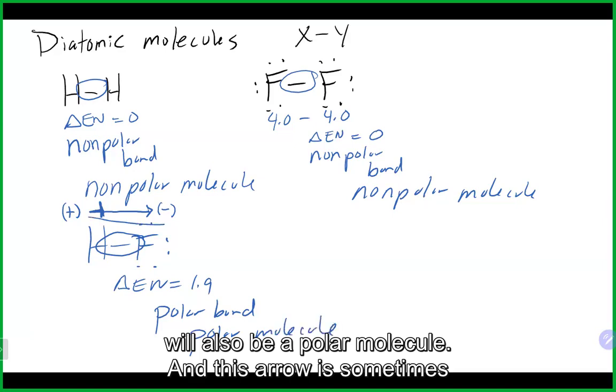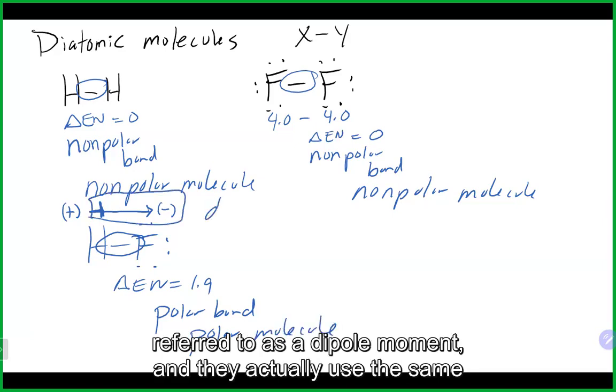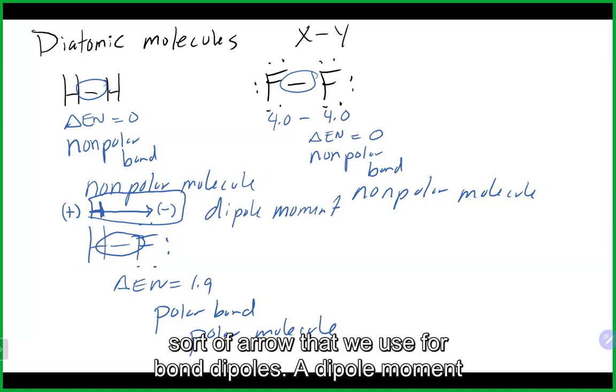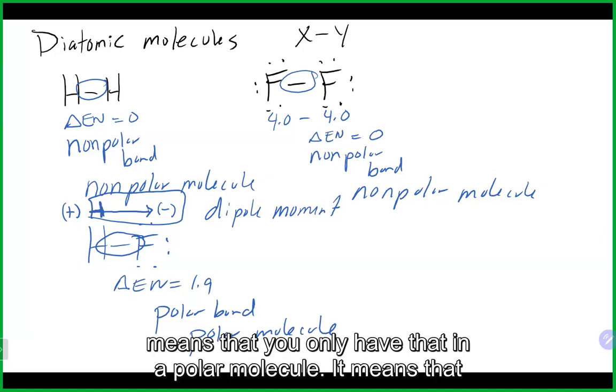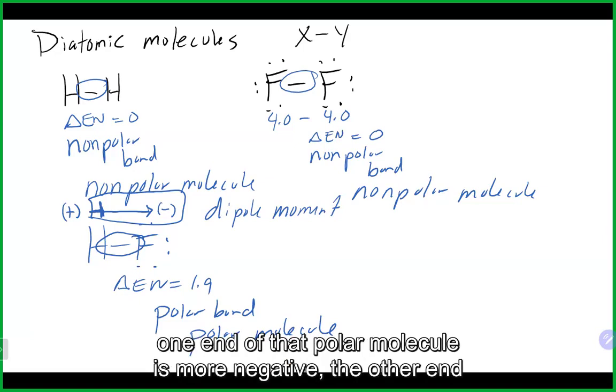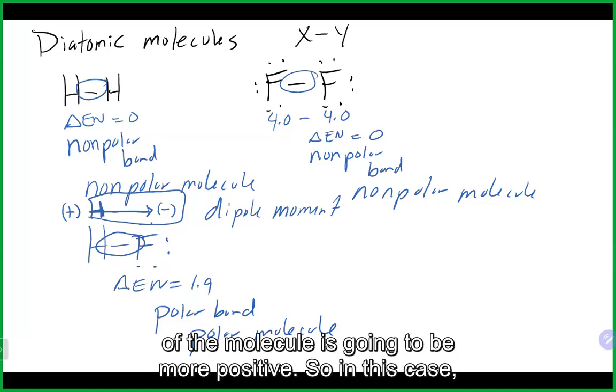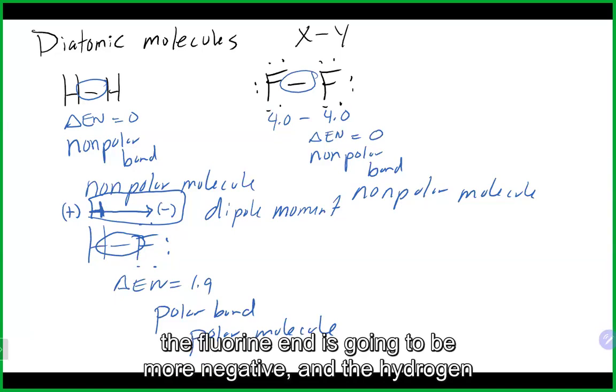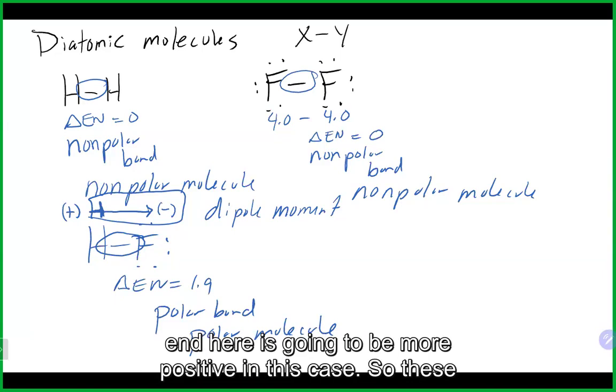And this arrow is sometimes referred to as a dipole moment. They actually use the same sort of arrow that we use for bond dipoles. A dipole moment means that you only have that in a polar molecule. It means that one end of that polar molecule is more negative and the other end of the molecule is going to be more positive. So in this case, the fluorine end is going to be more negative, and the hydrogen end is going to be more positive.